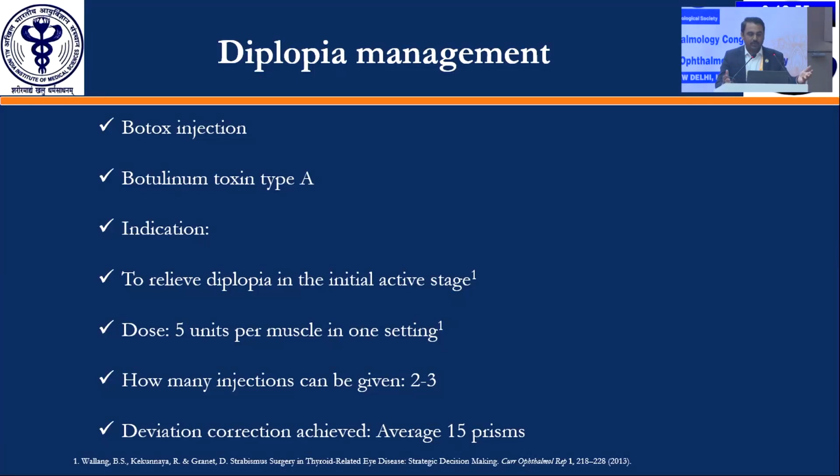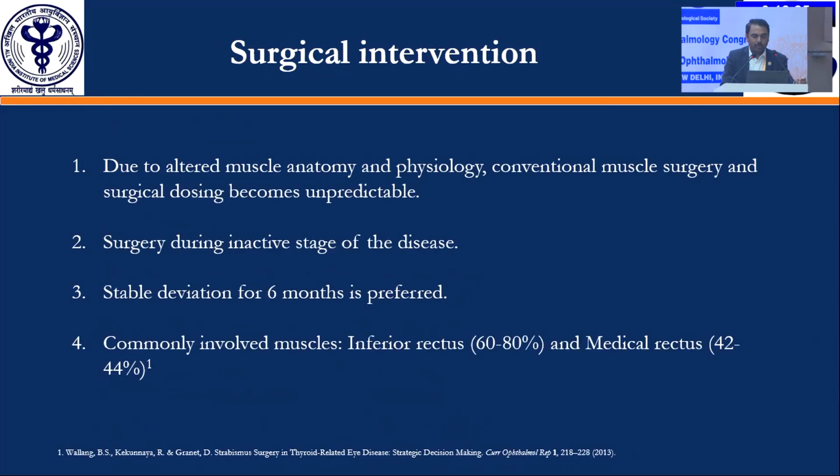We know that the inferior rectus is most commonly involved, followed by the medial rectus, superior rectus, and the lateral rectus. So they inject botulinum toxin into the inferior rectus or the medial rectus, which can be done under topical anesthesia or peribulbar block. Often the literature agrees that they give 5 units of botulinum toxin into a single muscle in a single setting, and they might repeat up to 2 or 3 settings. We can get an average correction of 15 prisms or even 20 prisms, not more than that. And of course, it is going to recover over a period of time.